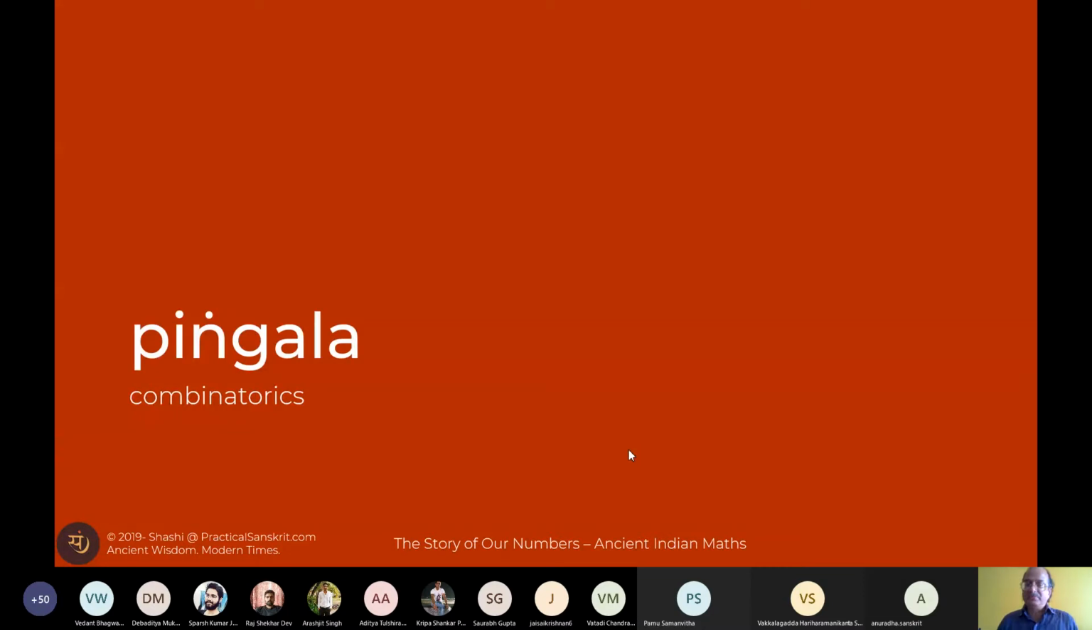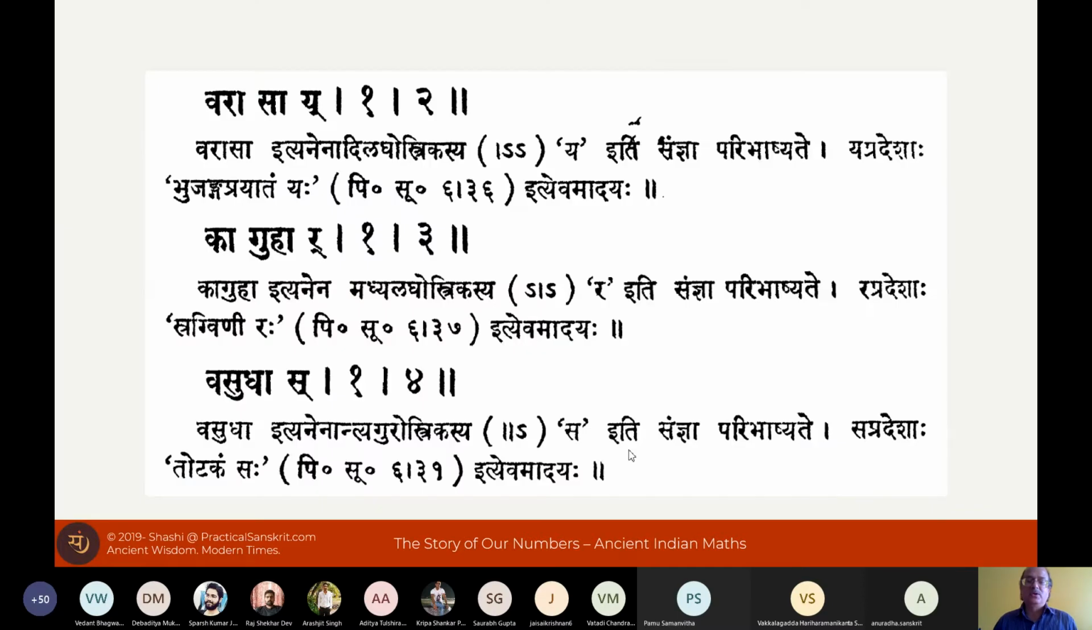Now let's look at one more person, Pingala. So let me just first introduce the problem or the problem solution. So here is Pingala's Chandas Shastra. Very, very opening of this text. He's saying, Varasaya Kaguhara Vasudhasa.